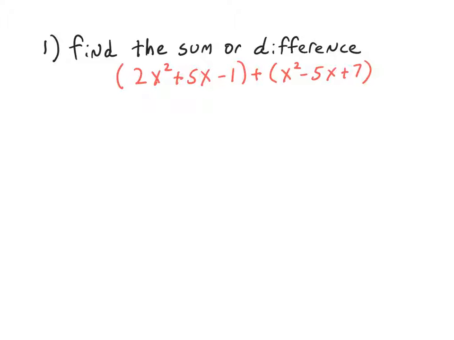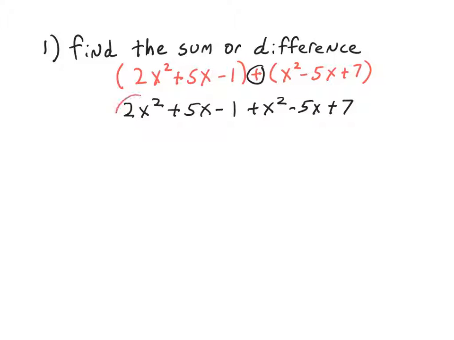So the first thing I want to do is look at it and see, can I take away the parentheses? And I can, because there's no multiplying being done and it's addition, not subtraction. So I'm just going to go ahead and take out the parentheses and rewrite the equation. So I get 2x squared plus 5x minus 1 plus x squared minus 5x plus 7. And then we match up like terms.